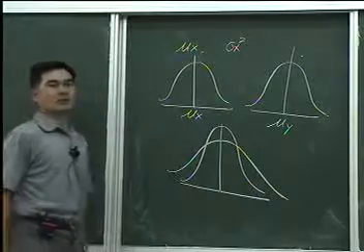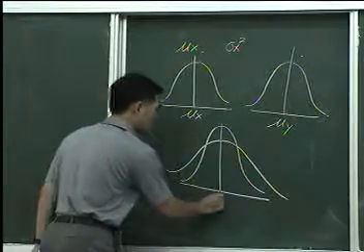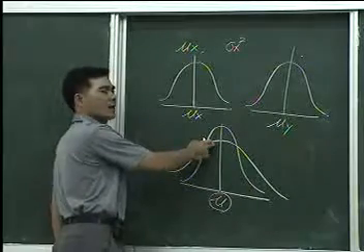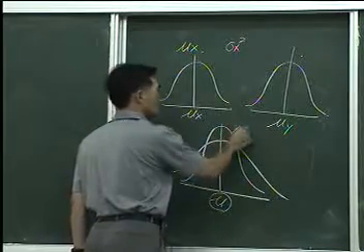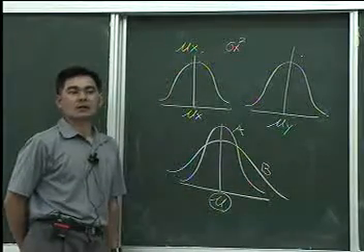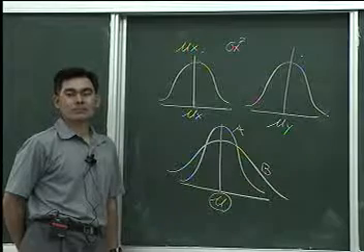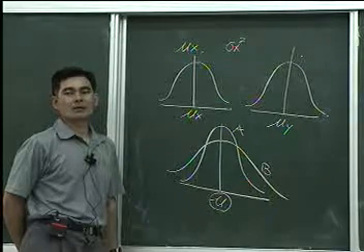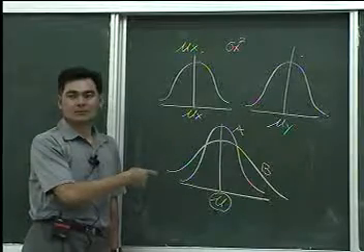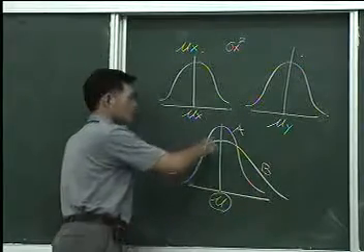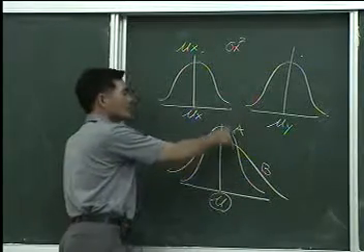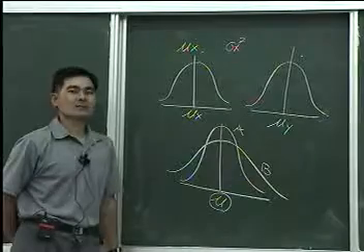What about this one? Apparently you can tell they have the same mean. The mean is the same, but which one has higher variance, A or B? B, right? B is spread out more. So B has higher variance and A, the variance is less.